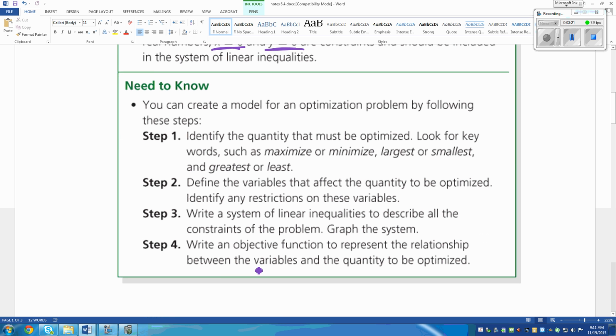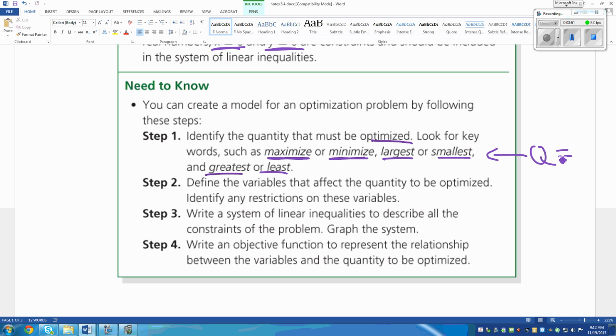Some key words to watch for: maximize, minimize, largest, smallest, greatest or least. That'll tell you that's the thing you're optimizing, okay? So when you're looking for maximum, minimum, large, small, those will become your Q is equal to formula, right? Those are going to be your quantities that you're maximizing or minimizing, okay?